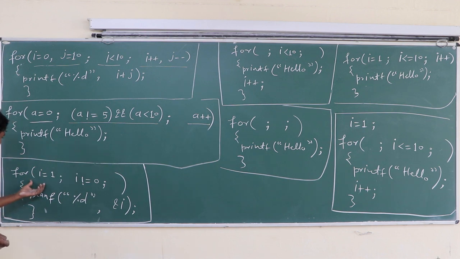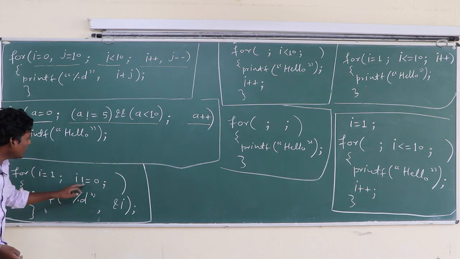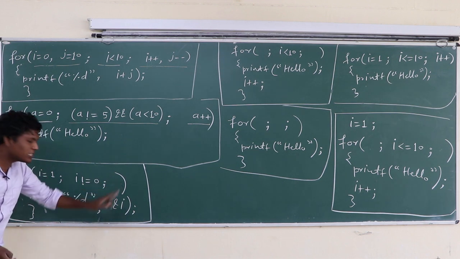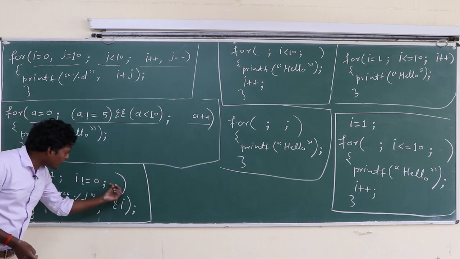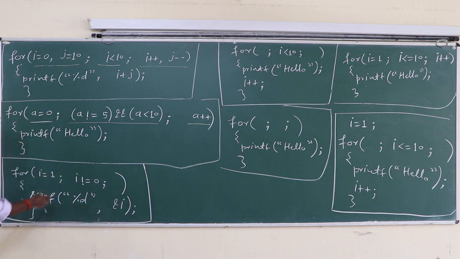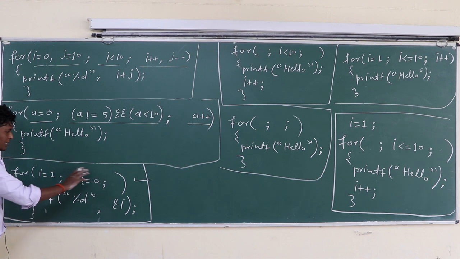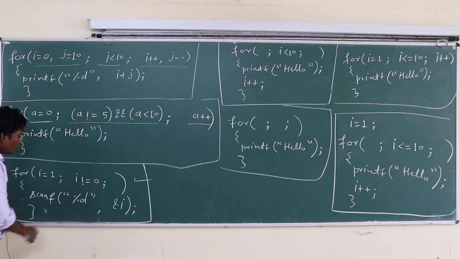Next for loop is here: i equal to 1, i not equal to 0, semicolon. Here the increment is missing. Increment or decrement section is missing. This for loop is also true. Okay class, there is no error here.